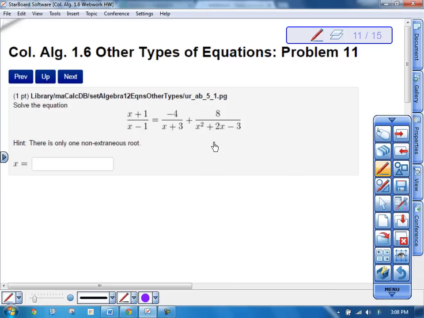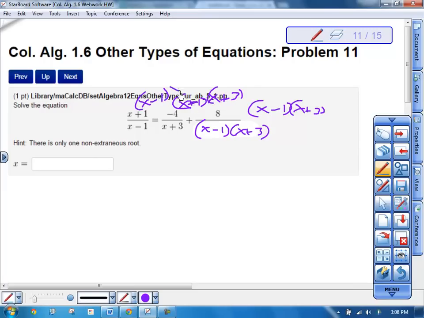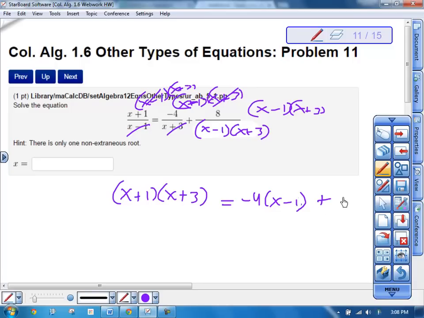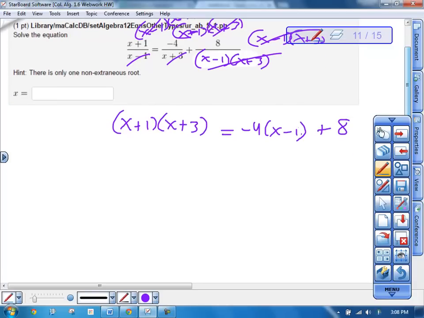All right, next one. I have fractions and an equal sign. Whenever you have fractions and an equal sign, you want to clear fractions by multiplying through by the least common denominator, which in this case is x plus 1, x plus 3. So when you multiply through by that to everything, it's minus 1, x minus 1, x plus 3. What happens is this x minus 1 cancels and you get x plus 1 times x plus 3 equals, x plus 3's cancel and you get negative 4 times x minus 1 and then plus 8. So the whole bottom cancels there. That makes the equation a lot easier to solve.